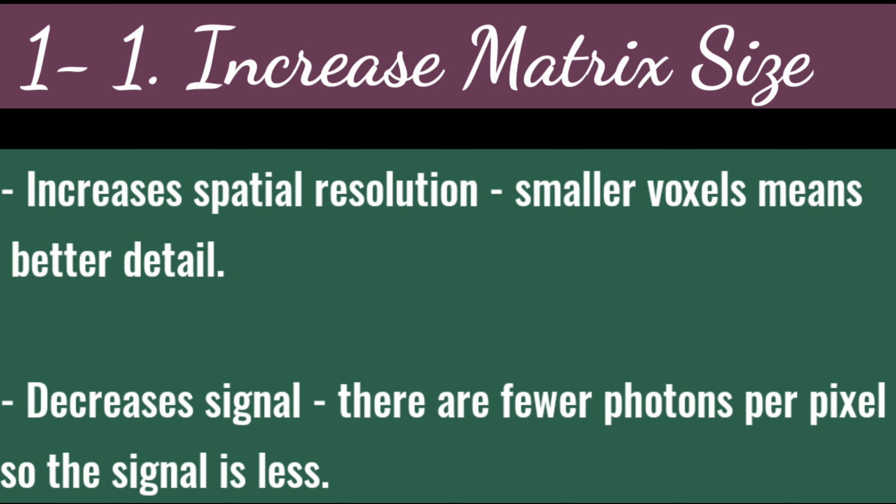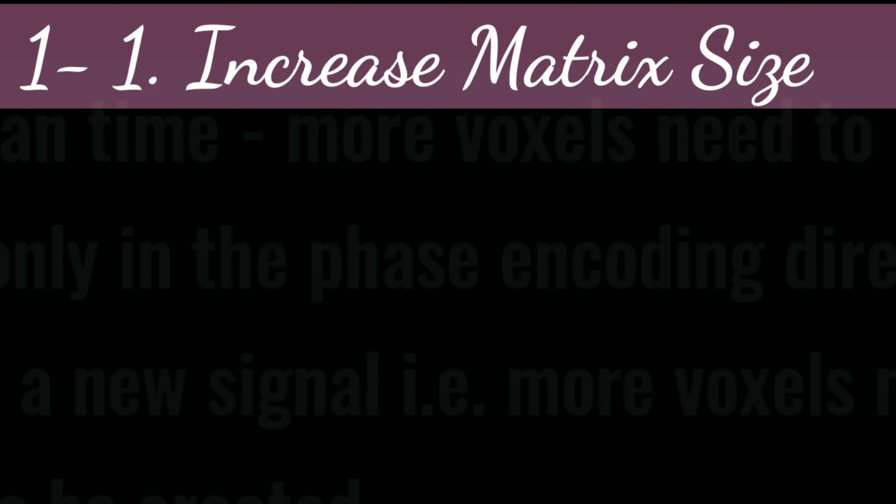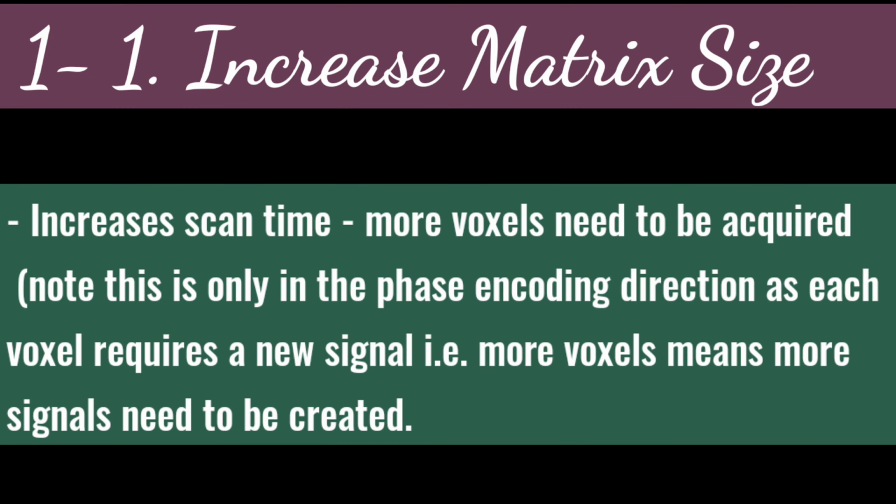Decreases signal. There are fewer photons per voxel, so the signal is less. Increases scan time. More voxels need to be acquired. Note this is only in the phase encoding direction, as each voxel requires a new signal, i.e. more voxels means more signals need to be created.